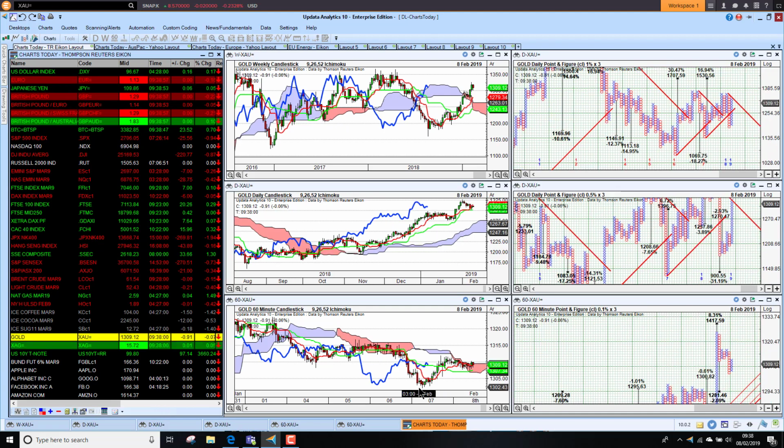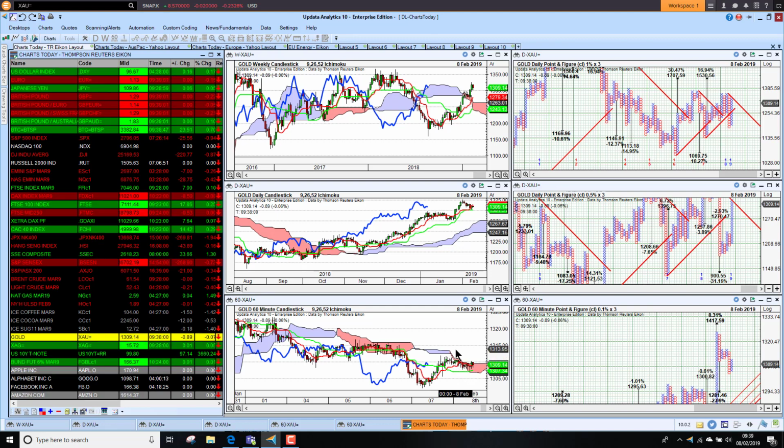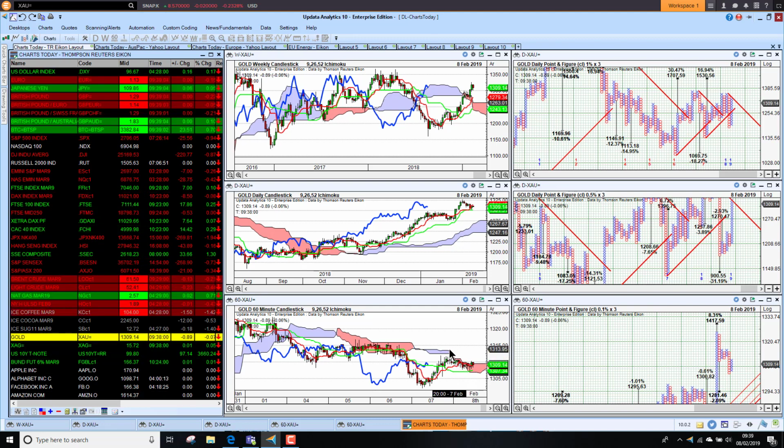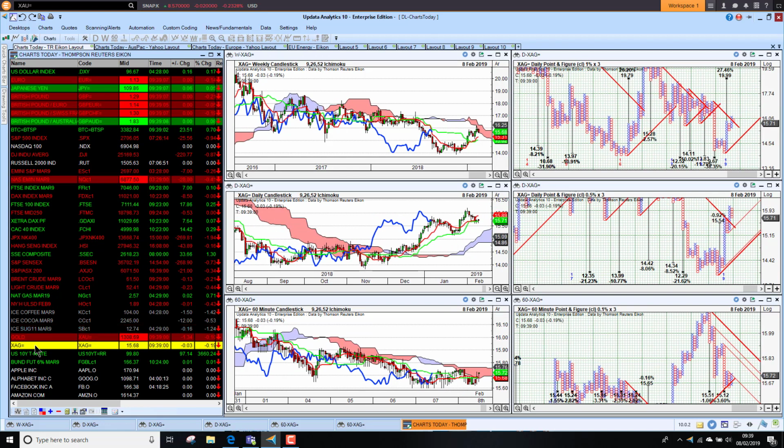Did go as low as 1303 yesterday, but just hasn't managed to get back into bullish territory on the short-term chart. So we are just seeing a pullback after a pretty decent run in gold, so that's no big surprises. Strong dollar not helping, of course, and silver much the same picture as you might expect.